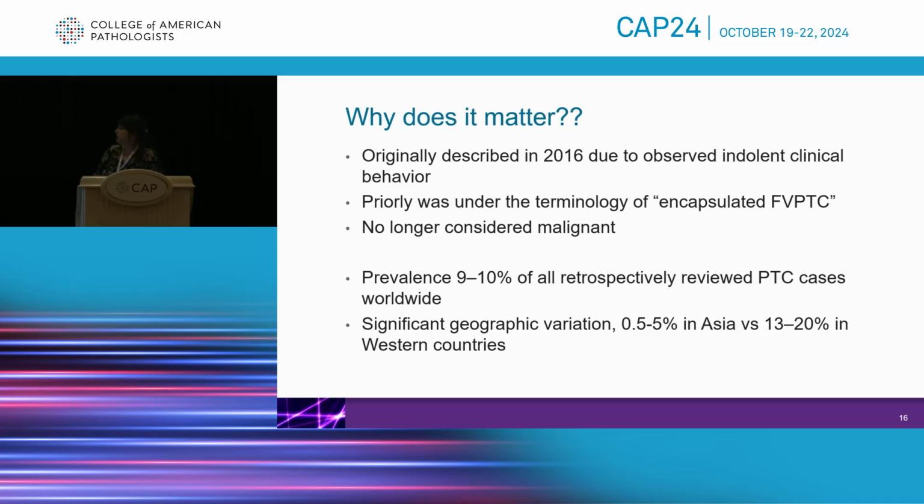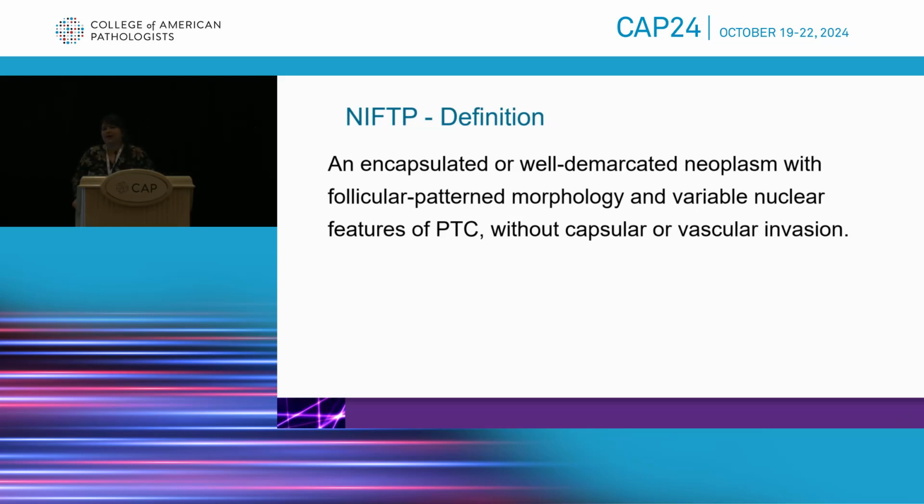When we retrospectively reviewed the cases, we identified that there is an approximate prevalence worldwide of 10% of NIFT-P. There is a female predilection with a 5-to-1 female-to-male ratio. And also there's significant genetic variation. In Asia, the prevalence of NIFT-P is only up to 5%, whereas in Western countries it reaches up to 20%. We believe that these discrepancies are more due to inter-observer variability and the application of the criteria rather than a reflection of a different prevalence of the lesion in different geographic areas.